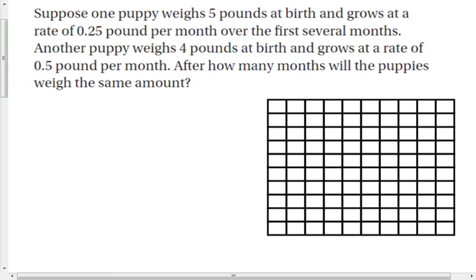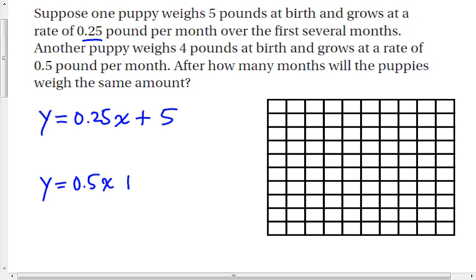And one way I can do that is just make an equation. Let's say that y is the weight of a puppy. At birth, they weigh 5 pounds, and the first one grows at 0.25 pounds per month. Let's let x be the number of months. And so that represents the weight of the first puppy. The second puppy gains weight at a rate of half a pound a month and started at 4 pounds.